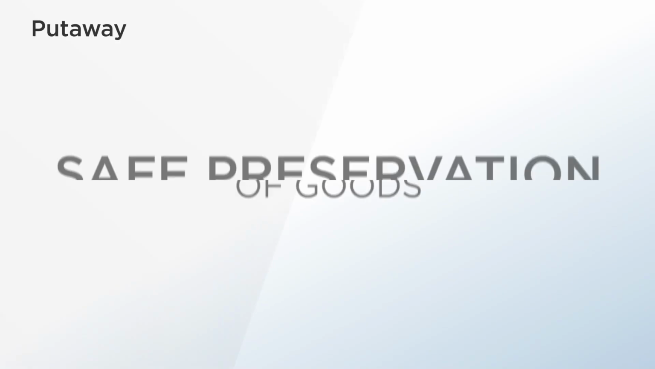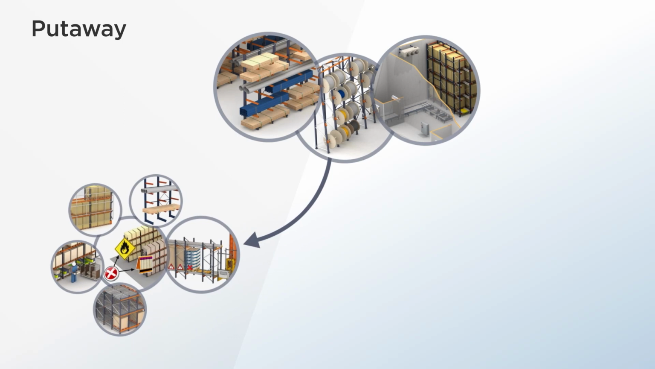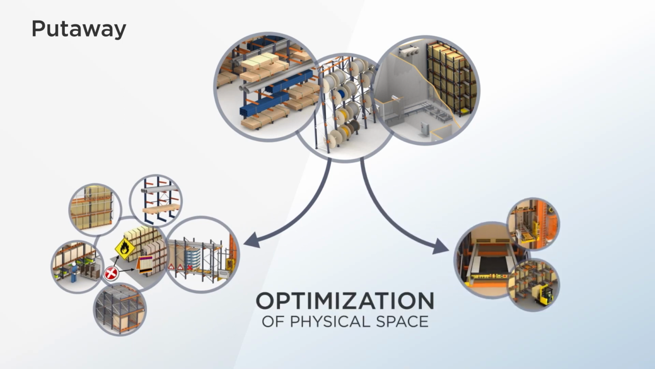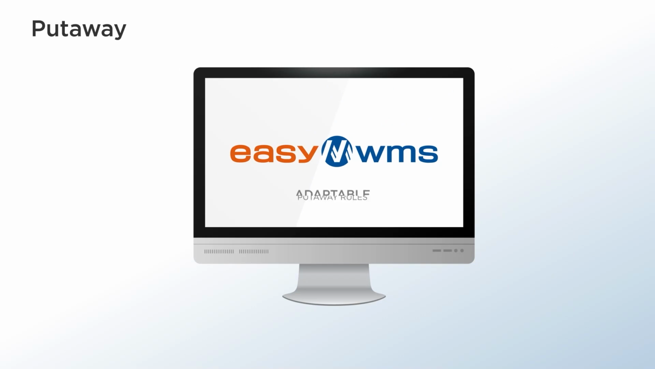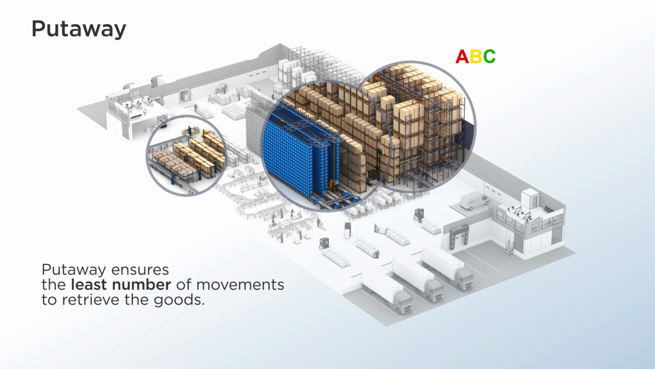To ensure the preservation of goods, with minimal risk to goods, people, and the warehouse, and to optimize the physical space of the facility, Easy WMS has a number of put-away rules adaptable to customers' logistics needs. For warehouses with a large quantity of SKUs of varying turnover, Easy WMS chooses the location entailing the least number of movements to retrieve the goods from the storage system.